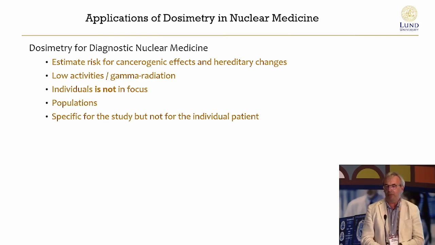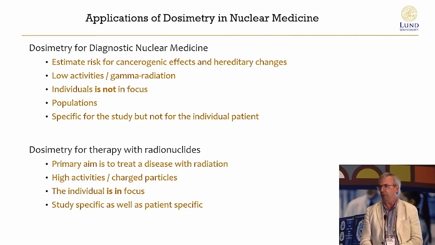I will talk a little bit about dosimetry, and just to make some small refreshment about what dosimetry is, we have two types of dosimetry that we are working on. One for the diagnostic application, where the focus is more on long-term effect because of the low dose. We usually use gamma or photons. We are not interested really in the individual, but rather a population, because it's a risk estimate of a large population. And these risks are based on material, for example, from the atomic bomb in Japan. It's specific for the study, but it is not specific for the individual patient.